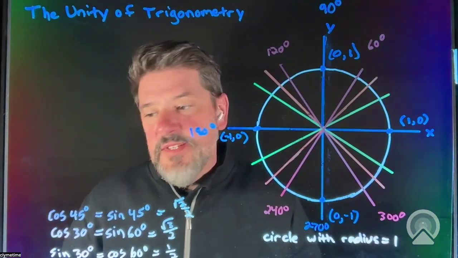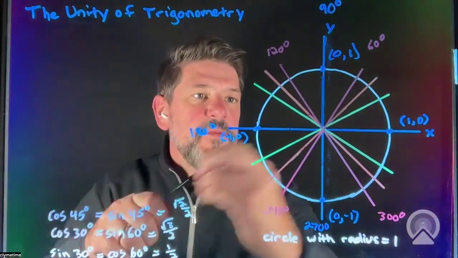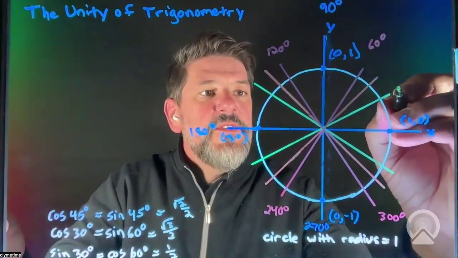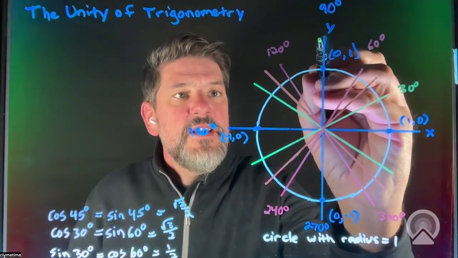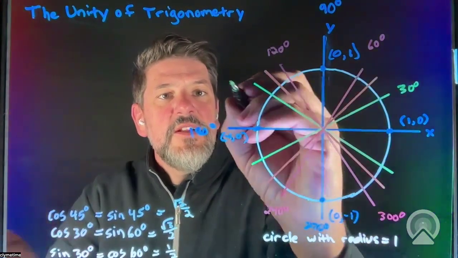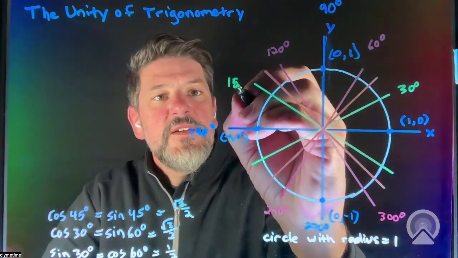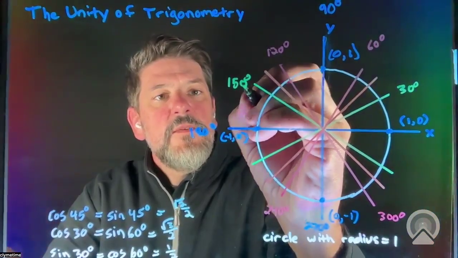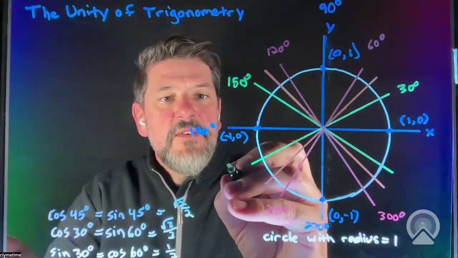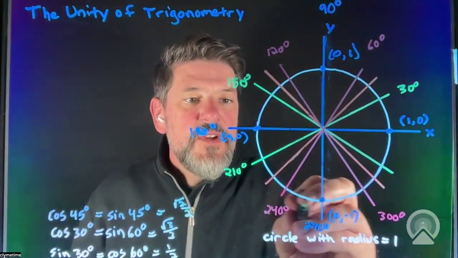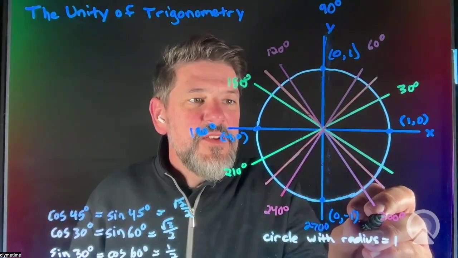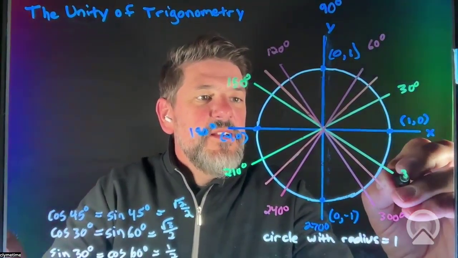Now let's look at our angles that are multiples of 30. So this is 30 degrees up, so 30 degrees. Add another 30, you get 60. Add another 30, you get 90. Add another 30, you get 120. Add another 30, you get 150 degrees. So this is 150 degrees. Add another 30, you get 180. Add another 30, you get 210 degrees. Add another 30, you get 240. Add another 30, you get 270. Add another 30, you get 300. Add another 30, you get 330.